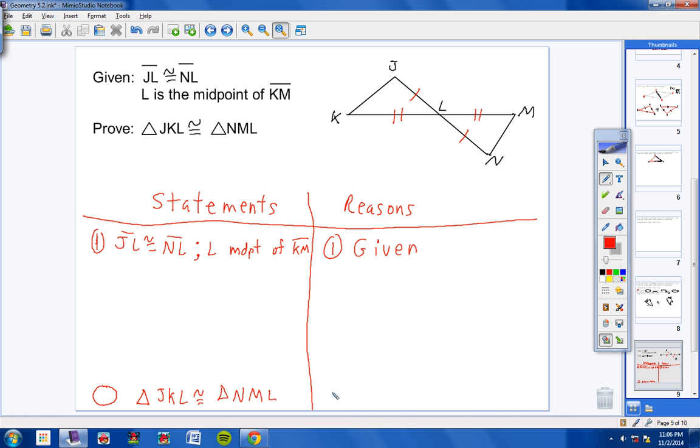Now over here for my reason, how am I going to state that two triangles are congruent? Well, we just learned two ways to do it. So I know my reason is either going to be side, side, side, or it's going to be side, angle, side. It has to be one of those two reasons, because so far those are the only two reasons I've learned to prove two triangles are congruent. This makes sense so far?